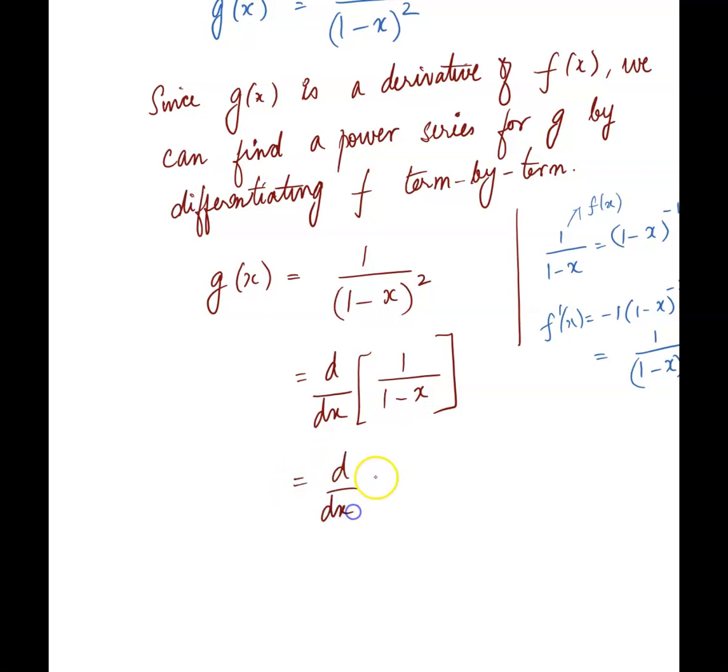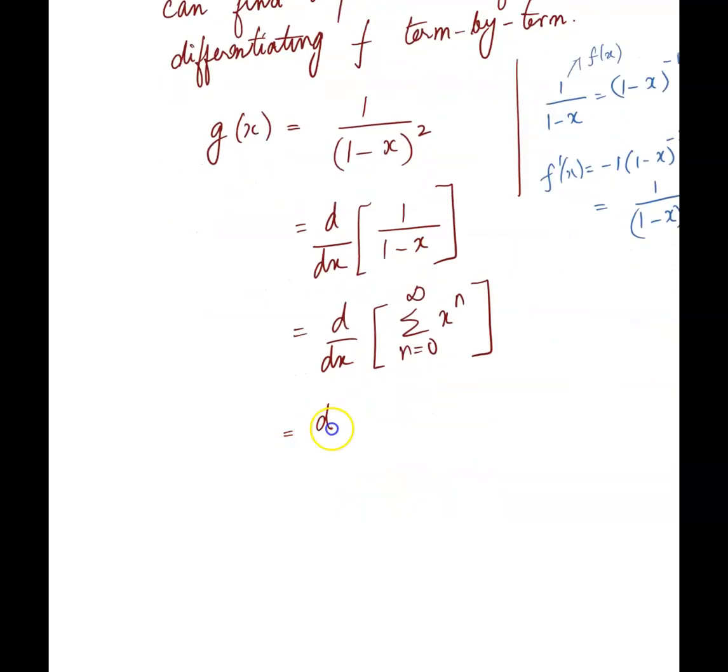And because we already know the power series for f to be the summation of x power n, n from 0 to infinity, if we differentiate this term by term, we should be good. So let's expand this. n equals 0 would be x power 0, which is 1, plus x plus x squared. Now take the derivative term by term. The derivative of 1 is 0. The derivative of x is 1. The derivative of x squared is 2x. Next would have been x cubed, so that will be 3x squared, and so on.